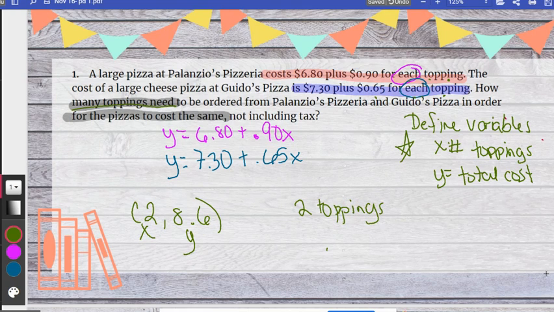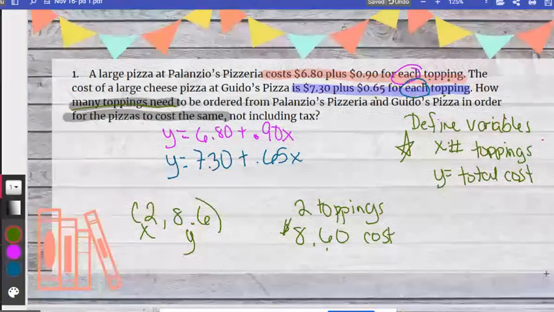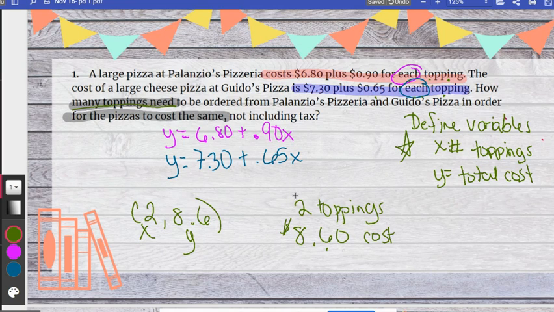And then our y value was 8.6, and that's our total cost. So that tells me $8.60 for our cost. So making sure we actually answered the question, it wanted to know how many toppings needed so that the cost of the pizza would be the same. So I'd have to order 2 toppings, and that total cost would then be $8.60, which would be the same for both of them. Okay?